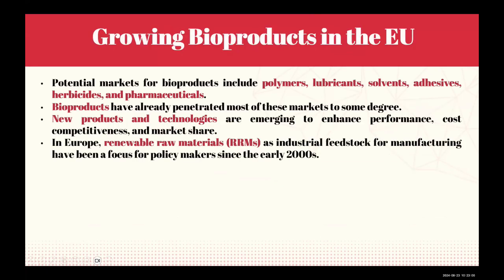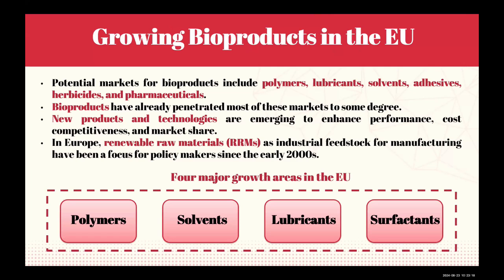All right. Now we move on to talk about the growing bioproducts in the EU. This slide will highlight the growth and potential of bioproducts in the EU, but of course, this also applies to other parts of the world. In the EU, the potential markets for bioproducts are extensive, including polymers, lubricants, solvents, adhesives, herbicides, and pharmaceuticals. These markets represent areas where bioproducts can replace or supplement traditional products. Bioproducts have already made significant inroads into many of these markets, so their presence is growing as consumers and industries recognize the benefits of bio-based alternatives.